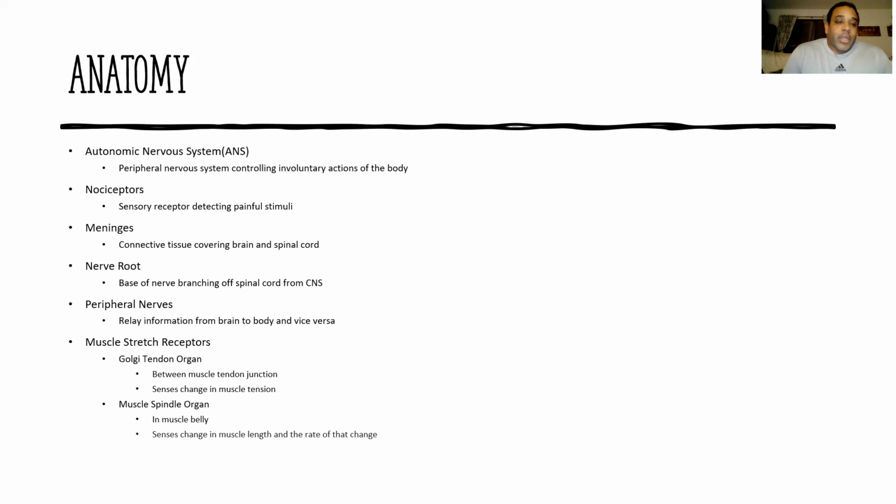You have the nerve root. That's the base of the nerve branching off your spinal cord, coming from the central nervous system. You have your peripheral nerves. Those are the nerves that run out to your limbs, your arms, your hands, your legs, your feet, and they send the information from your brain to your body and vice versa.